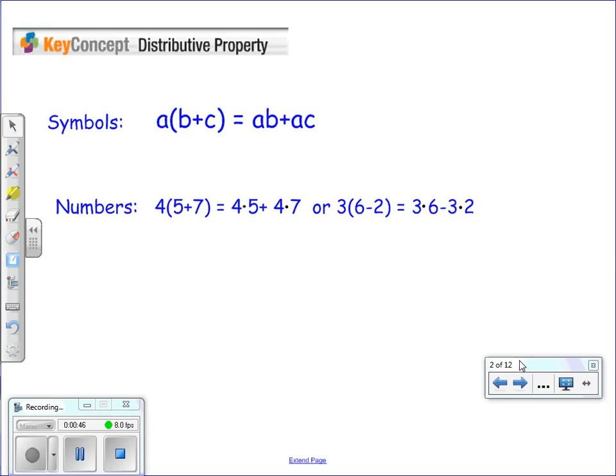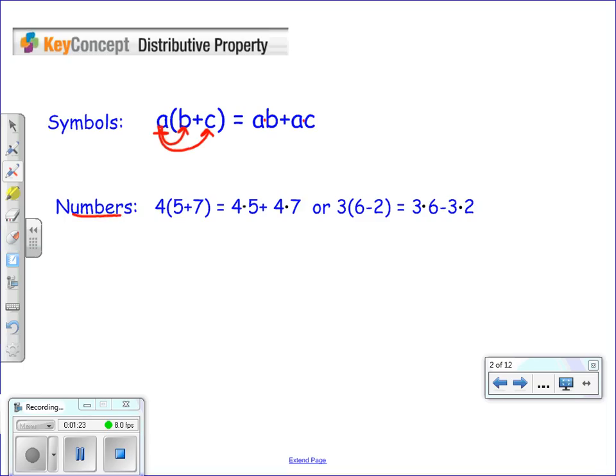All right, so distributive property. The key concept of distributive property is if you have A times B plus C in parentheses, then that is the same as multiplying A by everything inside the parentheses. So A(B + C) is the same as A times B and A times C. Whatever is outside the parentheses multiplies every single term inside the parentheses.